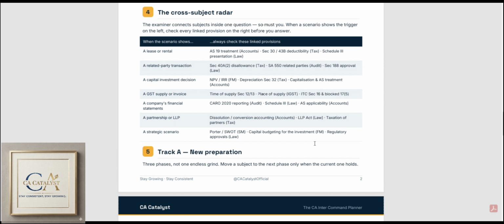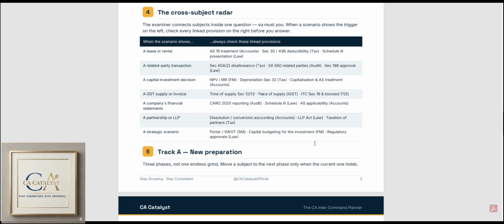When the scenario shows a lease or rental, related party transaction, capital investment decision, GST, if it is supply or invoice, or a company's financial statement, or a partnership or LLP, or if there is a strategic scenario as well, what you should be linking is the provision, or what provision number you need to refer to. And mark me, this is always asked in every question or every exam.